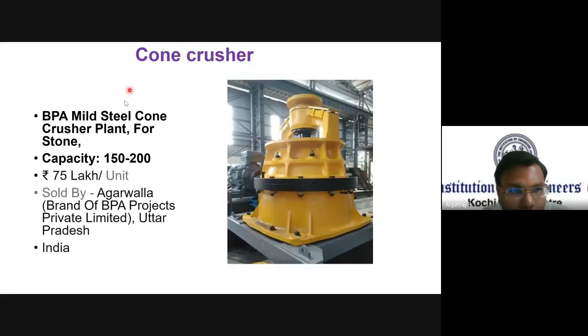You have the cone crusher having the capacity between 150 to 200 TPH, where the cost is going to be 75 lakhs per unit.